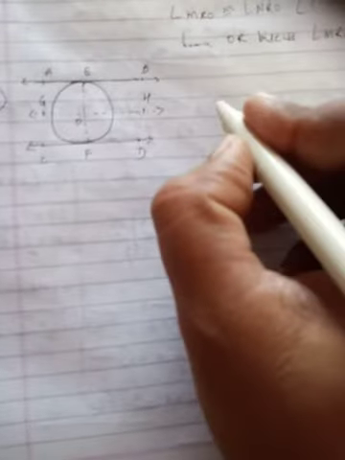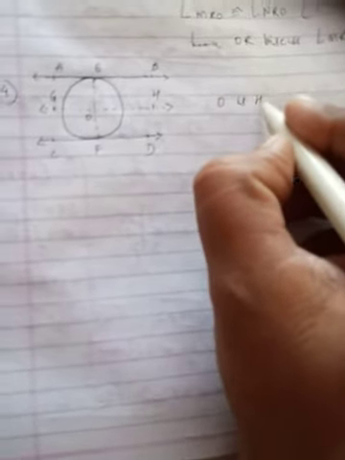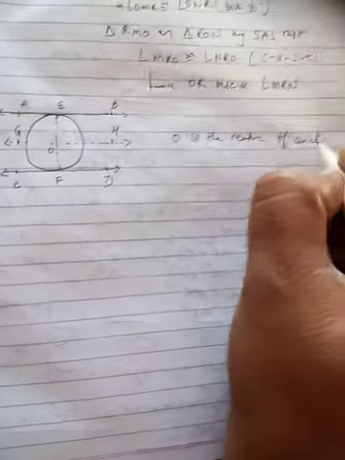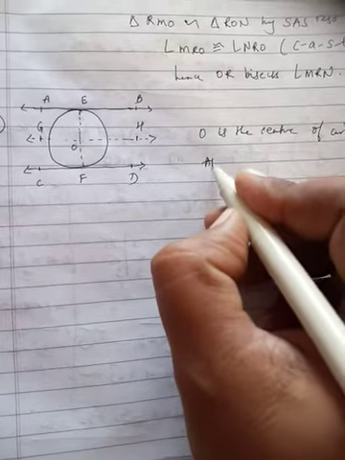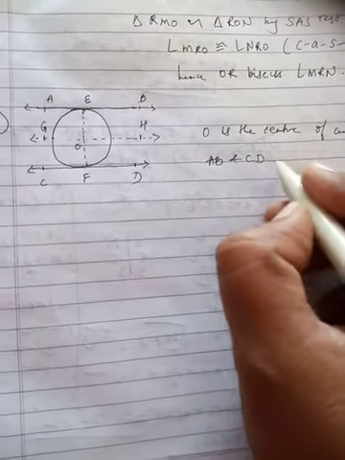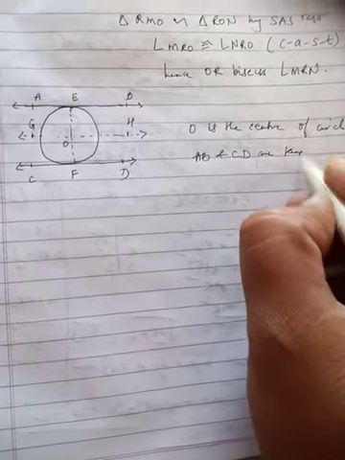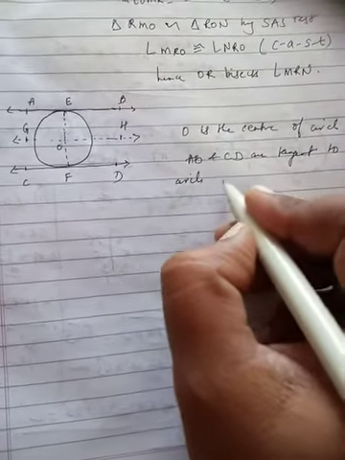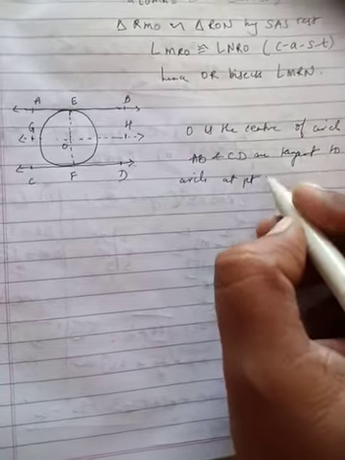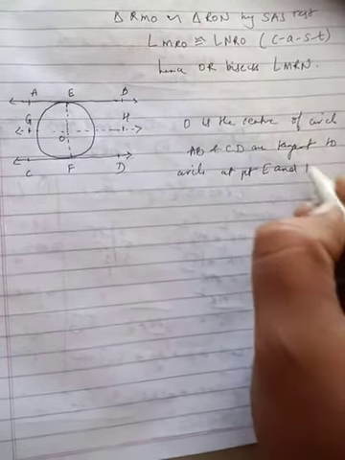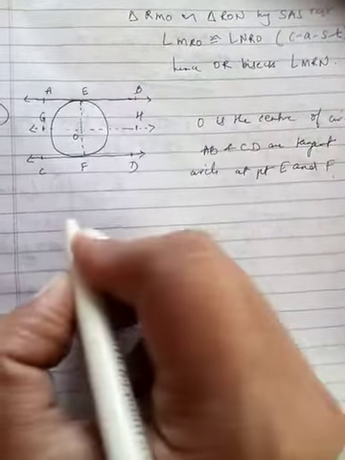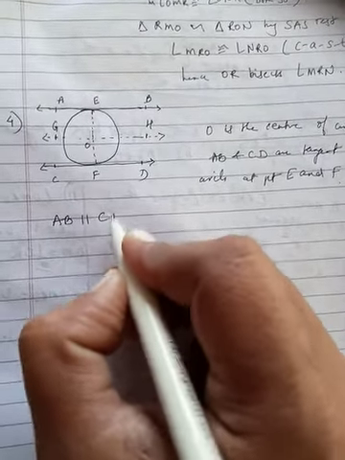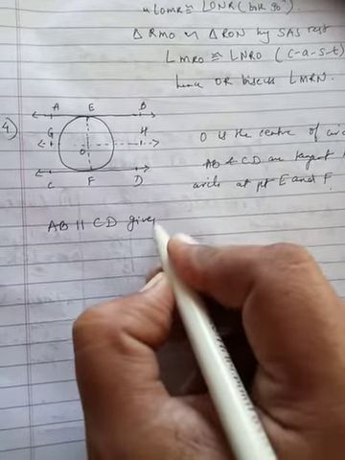Okay, first O is the center of circle. AB and CD are tangent to circle at point E and F respectively. Okay, AB is parallel to CD. This is given to you.